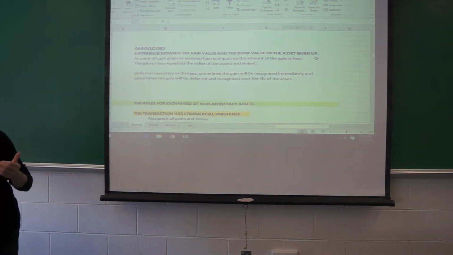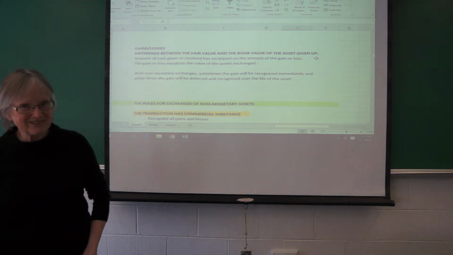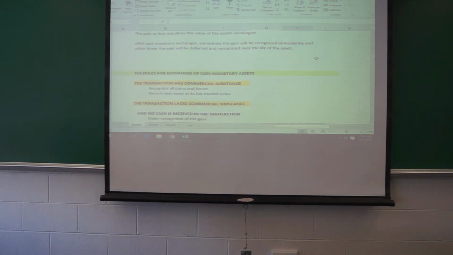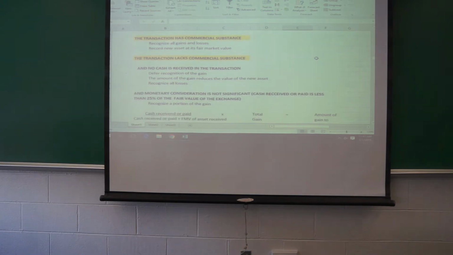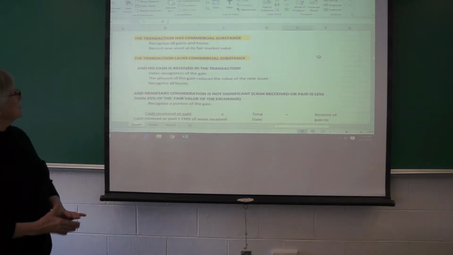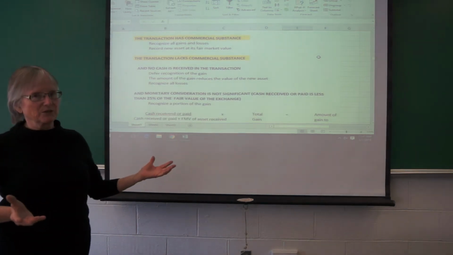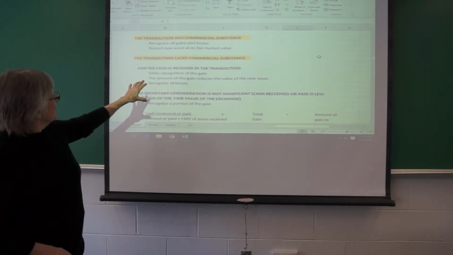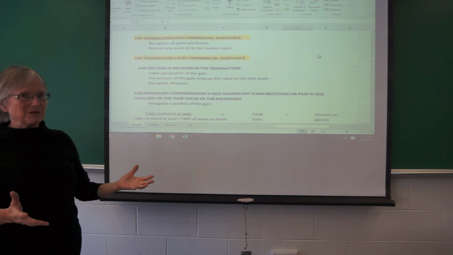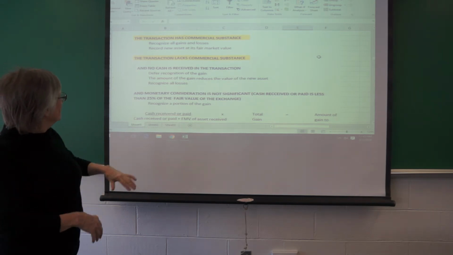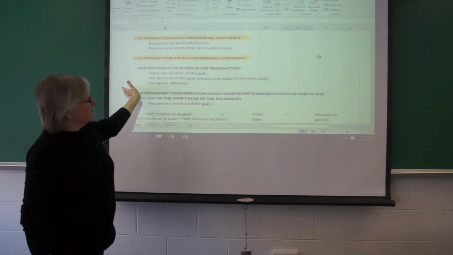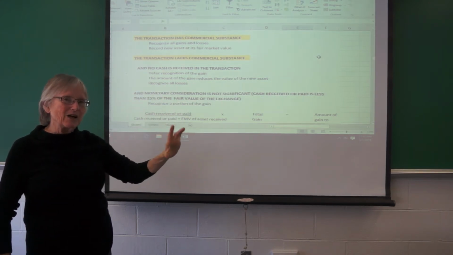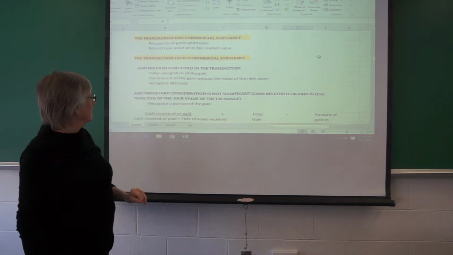Okay, so this stuff is really confusing when you start to do it. So I have a few things that may be helpful here. If the transaction has commercial substance, it's just like a regular transaction. You recognize your gains and your losses. It's only when it lacks commercial substance, but then it depends on if there's cash received or paid. If there's no cash received, you're going to just defer the recognition of any gain, and it just reduces the amount of the asset that comes on the books.